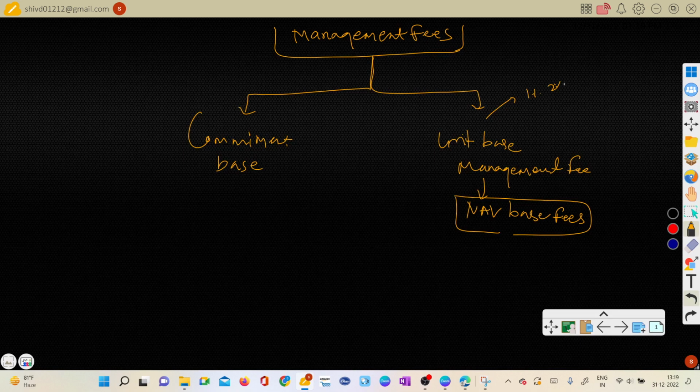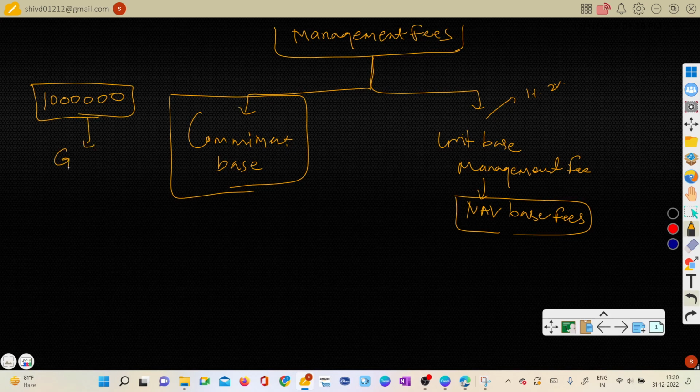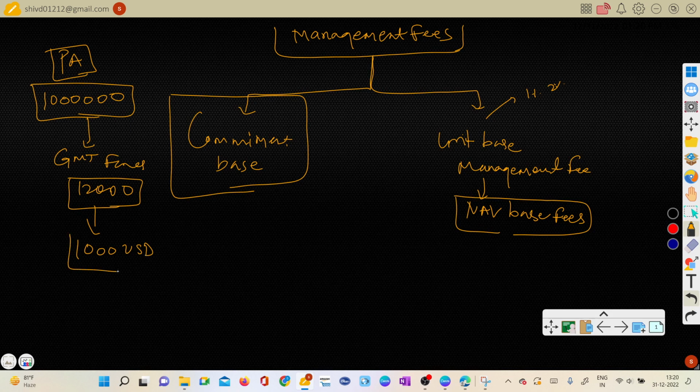But in this example, we're going to discuss commitment based fees. Commitment based fees means whatever commitment is made by the investor. Let's say on 10 lakh, the GMT fund will charge 12,000, and this will be on a per annum basis. When we say per annum, it means every month the GMT fund will charge 1,000 USD to the investors as a management fee, and that management fee we need to set up against the investor, right?